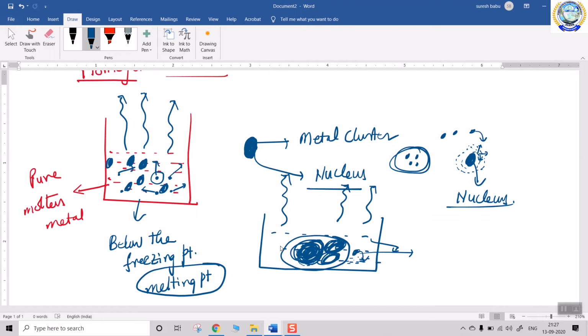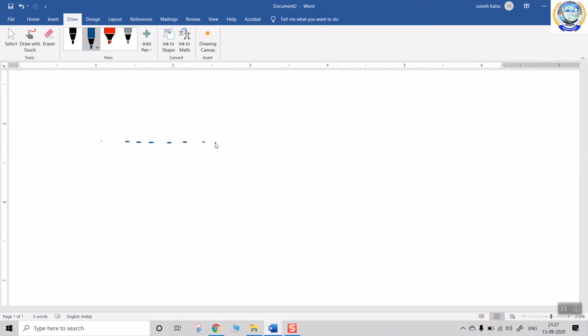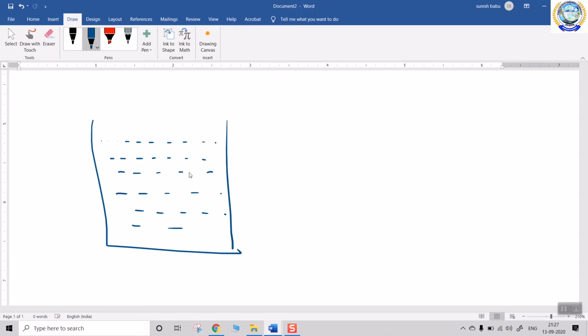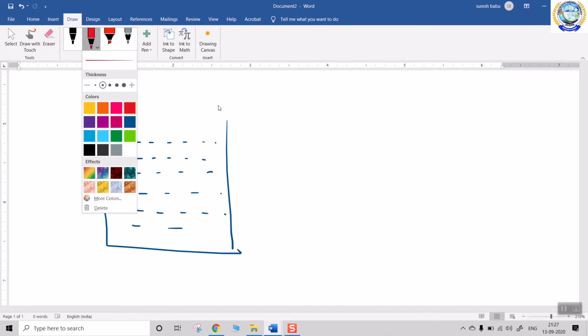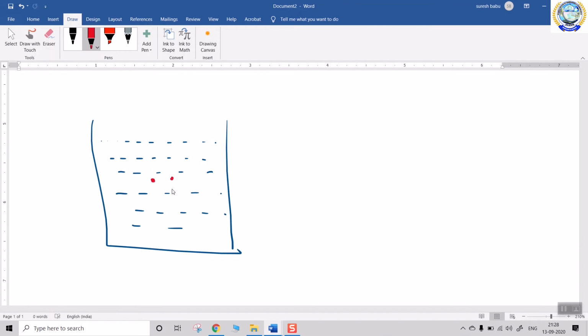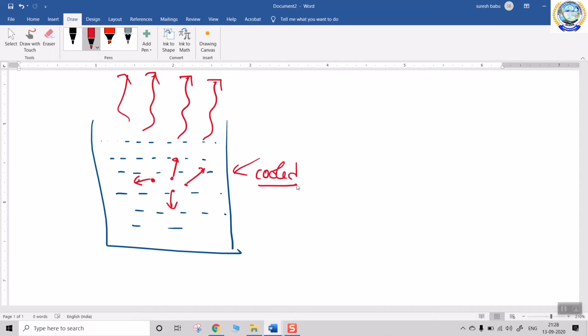Is that clear? Let me explain very clearly again. This is the molten metal. In this molten metal, there are different particles which are moving with different velocities. These are the small particles. These small particles are moving with different velocities in different directions. This system is left in air to release its heat. During releasing its heat, it is cooled. As a result, the speed of these particles will be decreased.